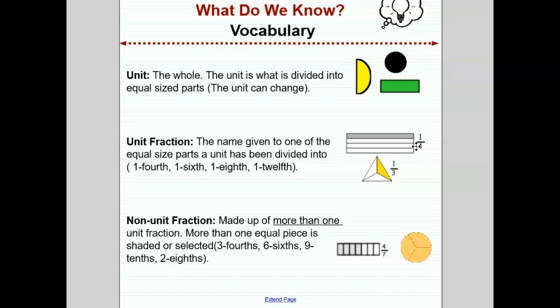You also know that non-unit fractions are different than unit fractions. A non-unit fraction is a fraction made up of more than one unit fraction. So more than one equal piece is shaded or selected. These two fractions represent non-unit fractions because more than one unit fraction is shaded or selected.